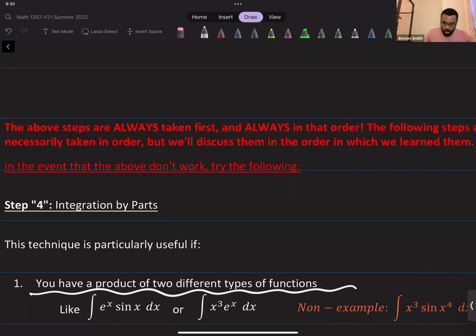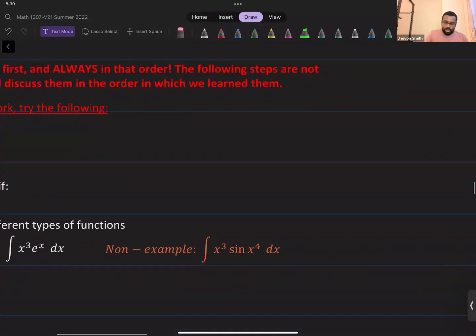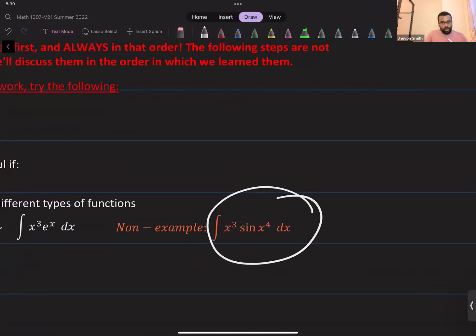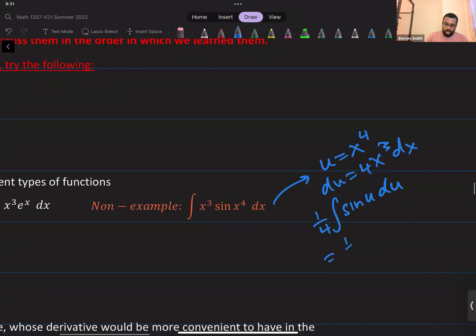Now, I would point out that a non-example would be this one. If I see this integral, yes, it is a polynomial times a trig function. But it is not something that I would do integration by parts for. Why? Because it's actually a substitution problem. For this, I would do u equals x to the fourth. du would be 4x cubed dx. So then this integral is just a quarter times sine u. So that's just going to be minus a quarter cosine u plus c.